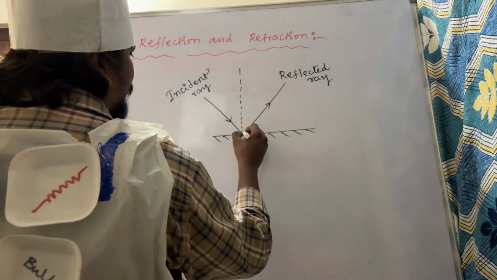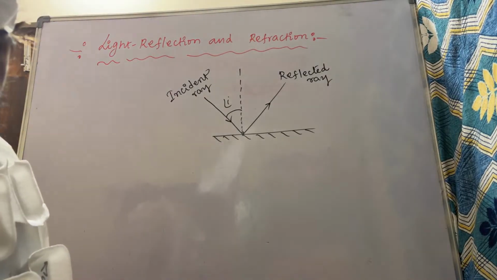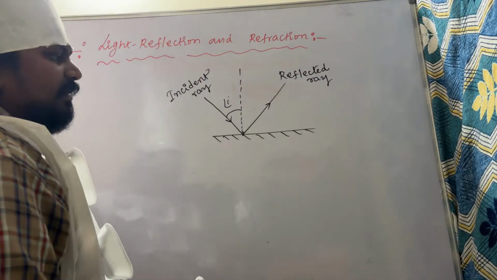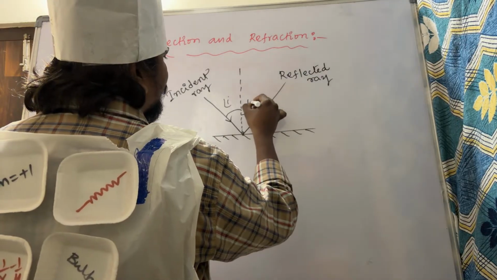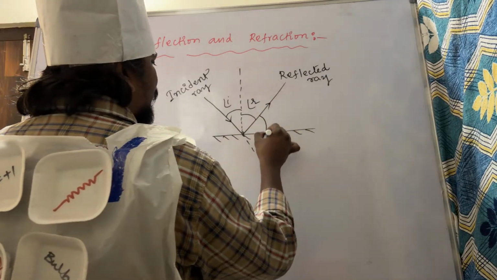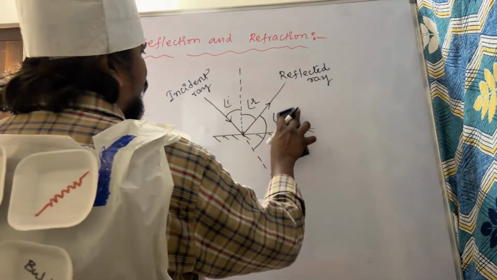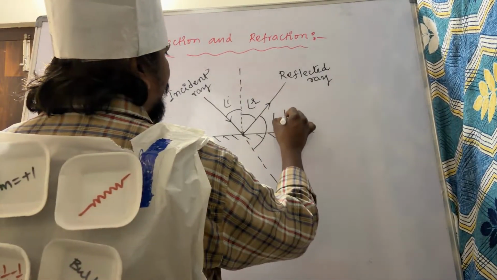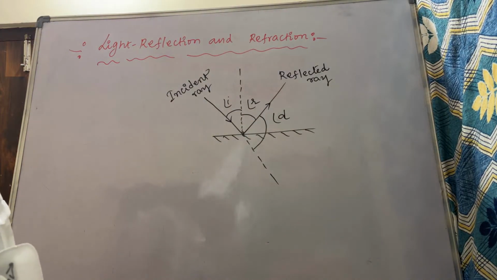The angle between the incident ray and the normal line is called the angle of incidence. The angle between the reflected ray and the normal line is called the angle of reflection. The angle between the reflected ray and the undeviated line is called the angle of deviation. I hope it is clear.